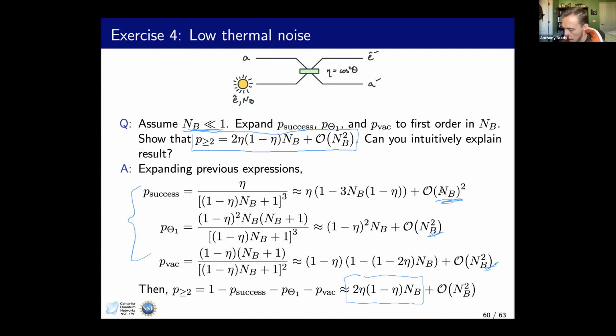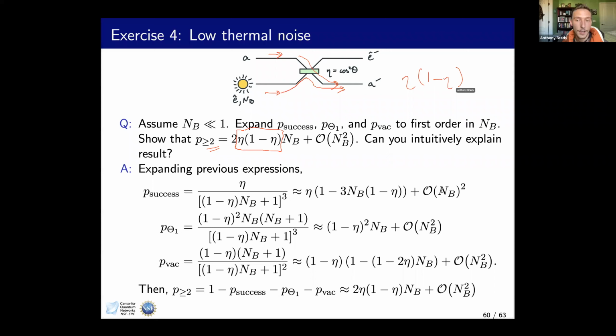The explanation for it is fairly intuitive. Let me tell you why. This is how you can think of why there's an eta and a 1 minus eta. Well, let's think about where these 2 photons are coming from. One is coming from the photon that you sent in, and another photon is coming from the source here. So what you need to happen is that this photon gets transmitted, which happens with probability eta, and then this photon gets reflected, which happens with probability 1 minus eta, right? So that's why that happens.